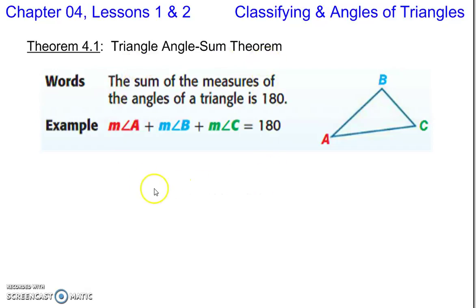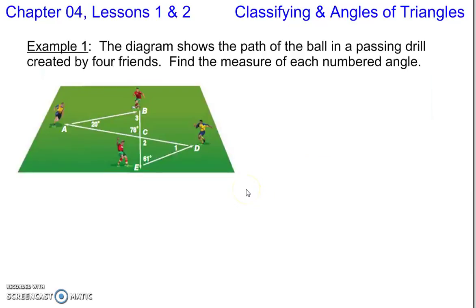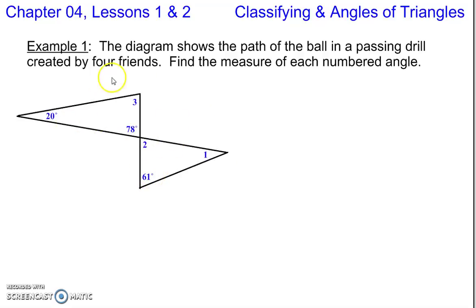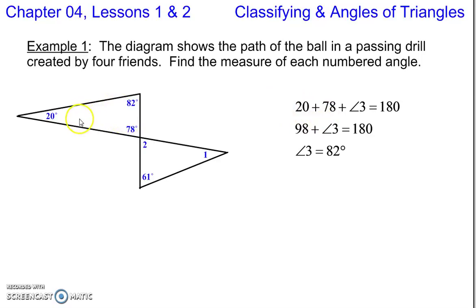4.1, the triangle sum theorem, says the measures of all the angles add up to 180. Now, if I want to find missing measures in a triangle, I know they all add up to 180. Let's make this a little more clear. This is what those triangles look like. Find the measure of each numbered angle. So we want to find 1, 2, and 3. Well, the easiest to find will be angle 3, because we know these three add up to 180. So combine these two and subtract them from 180. That leaves us with a measure of 82.